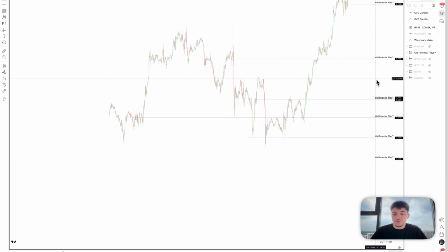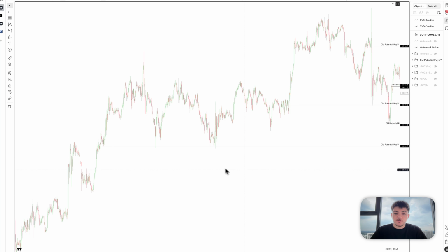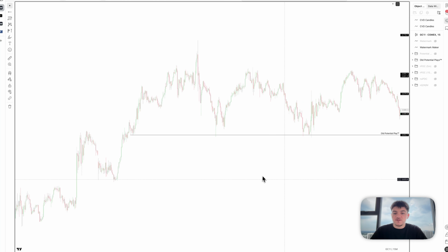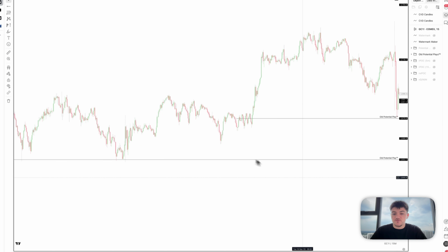If we go actually all the way back here, it doesn't really matter, right? You can see if we go down right to the very first one. Look at these for reactions. Okay, so I'll go over these levels first, right? We bought here, bought again. Okay, so there's 2-3 buys just off this old potential play.